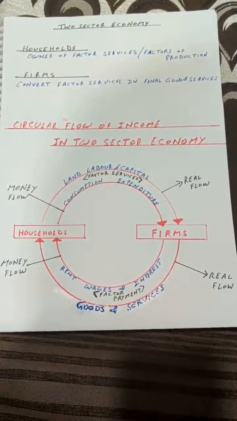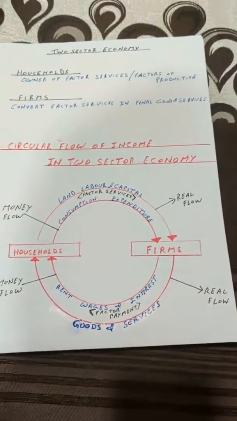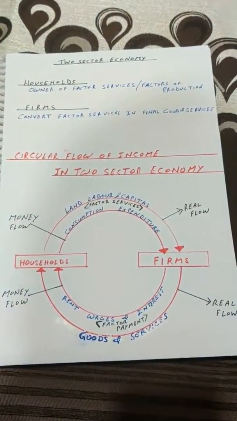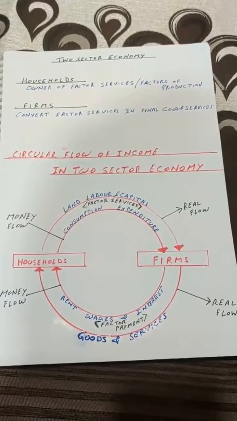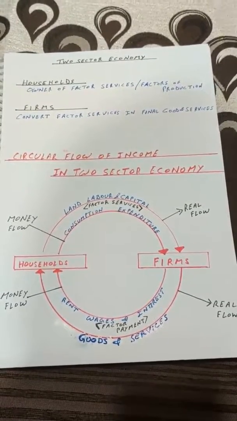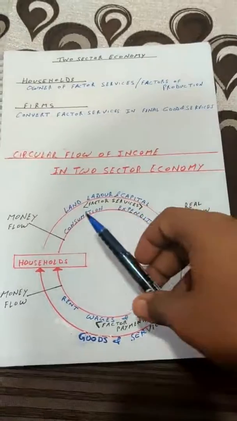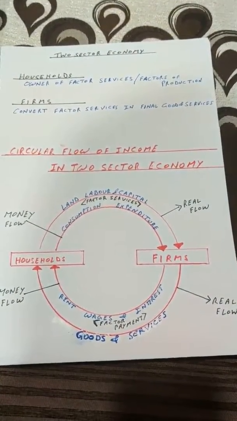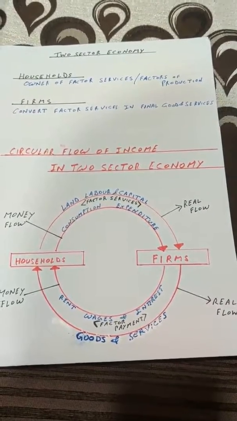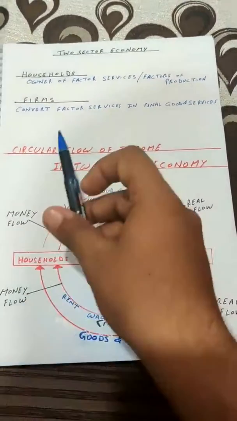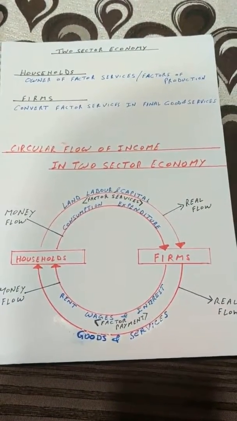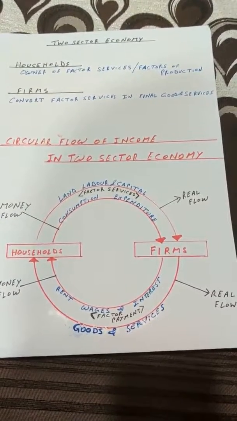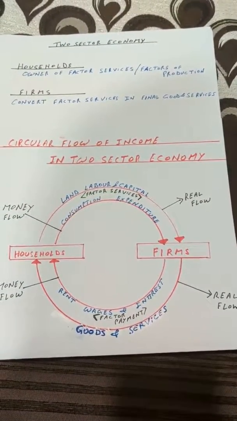Our study is limited to only two sectors, and one of them is households. Generally, it is an assumption that households are the owners of factor services. Factor services are land, labor, and capital. So households are the owners of these factor services. The second sector is firms. The firms convert factor services into final goods and services, and those goods and services are consumed by the households.